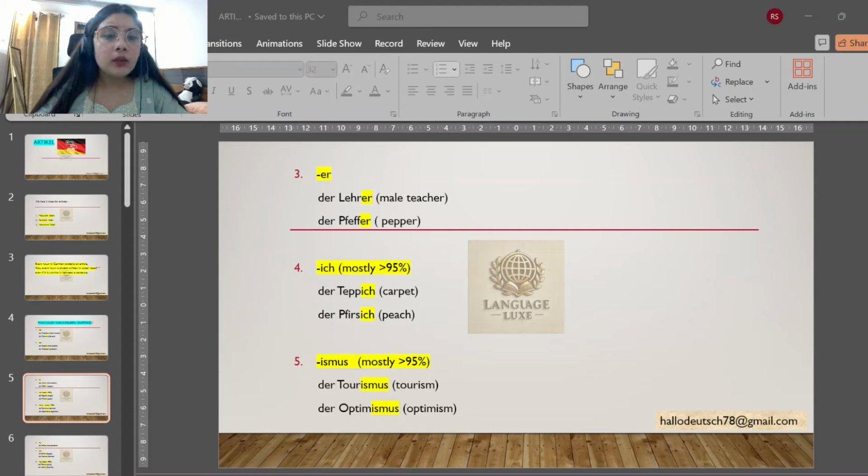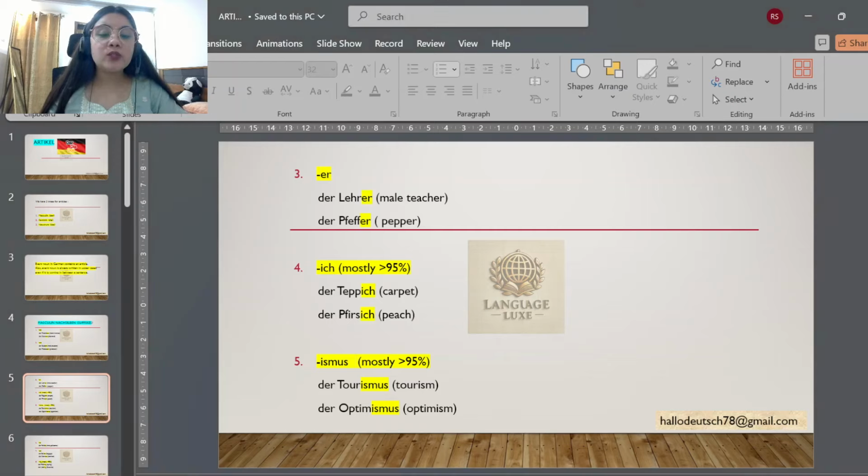Then, mostly, in 95% of cases, if -ich, I-C-H, is coming as a suffix in any noun, then it will be masculine. For example, der Teppich. Ich at the end. Teppich is carpet. That is masculine. Similarly, peach. What is peach? Peach is Pfirsich. Ich is coming at the end, so again it will be masculine.